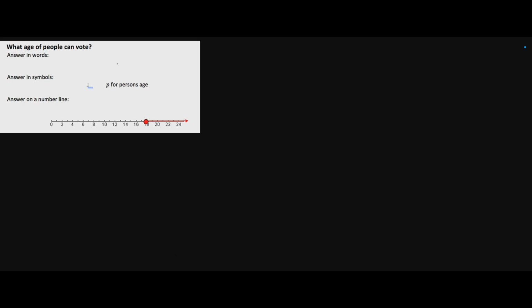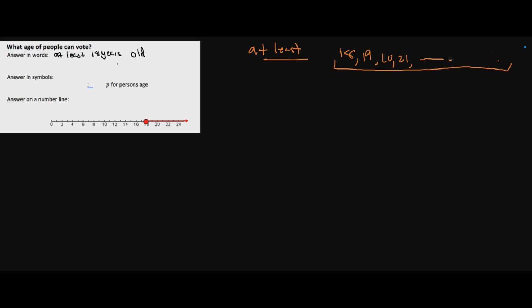Well, if you Google this, it turns out people need to be at least 18 years old. When I say at least, I mean the word at least means that you can be 18 and then 19, 20, 21, and you can go on forever, right? So when you hear the word at least, that means 18 and above. As long as you're 18, it doesn't matter how old you are after that. There's no cap limit.